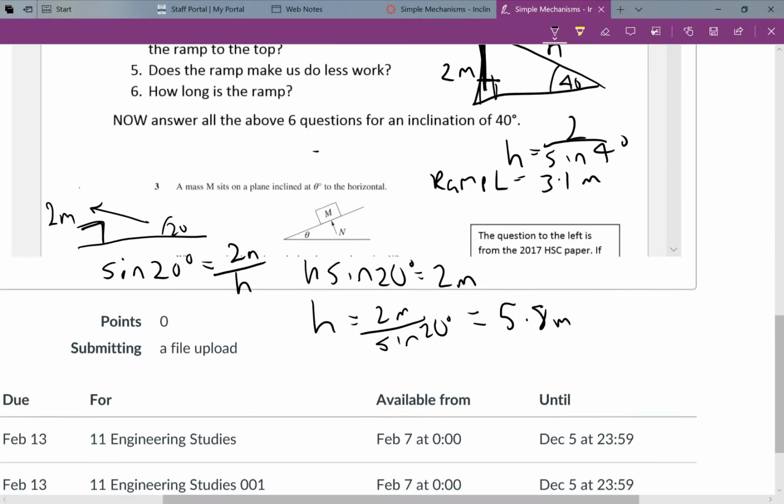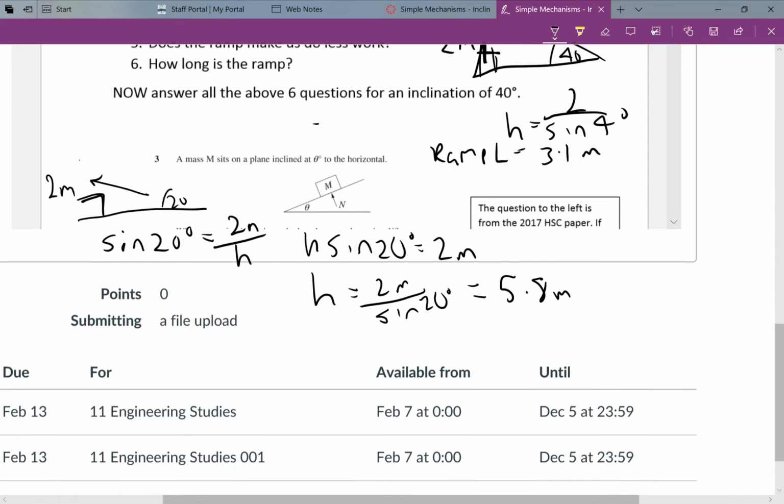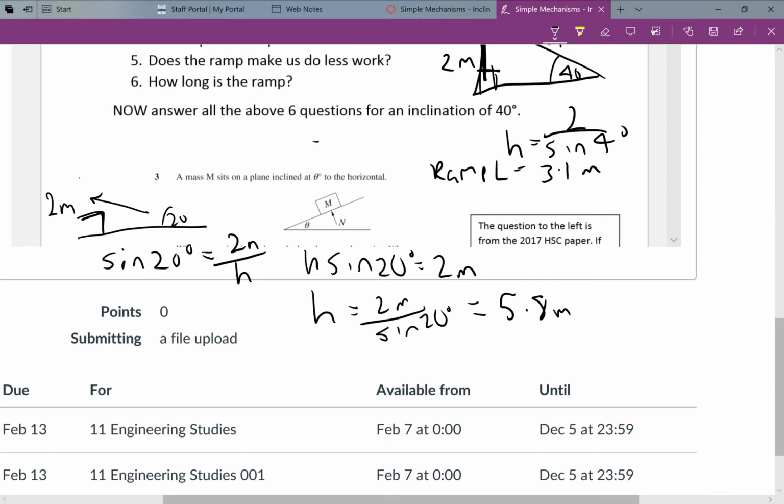And the only other thing you needed to do was this question here, mass on a plane. They're asking for the normal force to this ramp here. And we've already talked about the normal force that acts at 90 degrees to the ramp. It's going to be mg cos theta. Okay, so that was just for that little multiple choice question at the bottom.